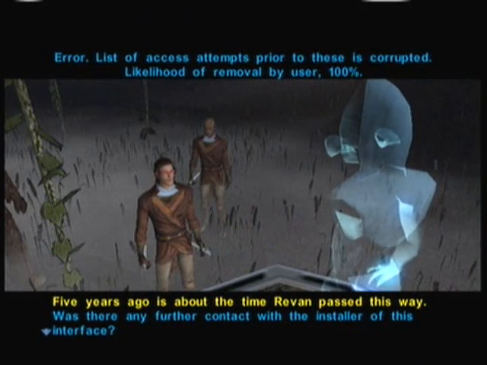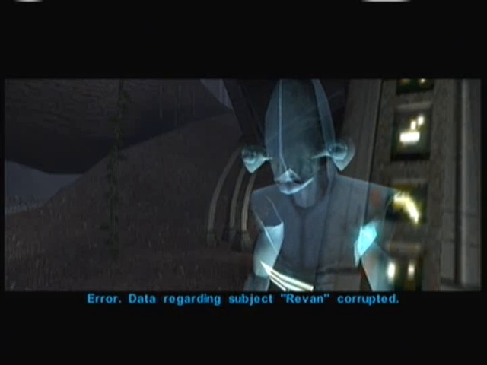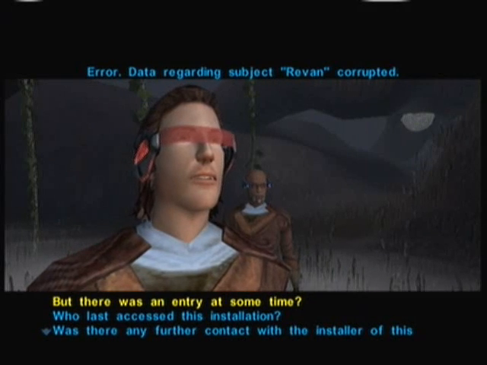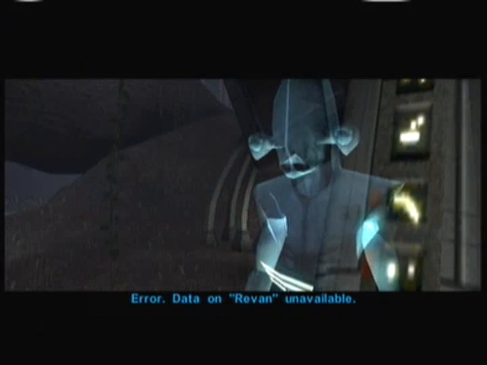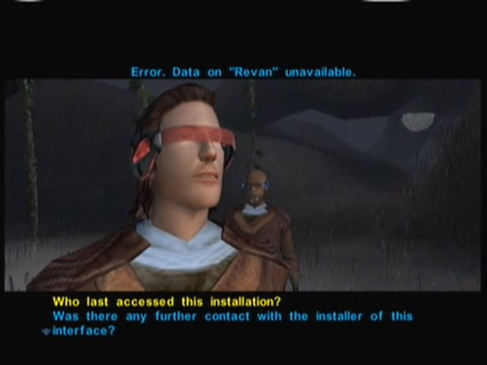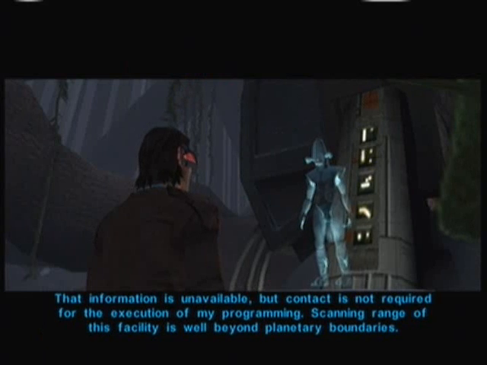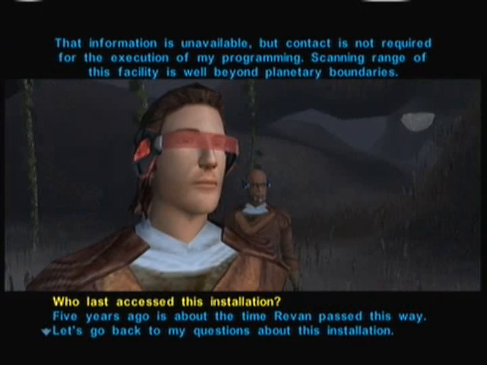I was thinking about the time that Revan passed this way. Error. Data regarding subject, Revan, corrupted. There was an entry about that at some time. Error. Data on Revan, unavailable. Was there any further contact with the installation of this surface? That information is unavailable. Scanning range of this facility is well beyond planetary boundaries.